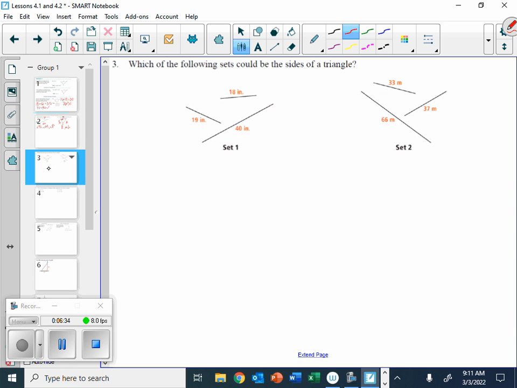Alright. For 3 and 4, we need to decide, so this is our triangle inequality theorem. Which of the following could be the sides of a triangle? So what I need to do is take my two smaller sides and add them up. If that sum is greater than the largest side, then it's a triangle. If it's not, then it's not a triangle. Okay? So for step 1, which side needs to be on the other side of the inequality? Which side's the largest? 40. So I need to add 18 and 19 together.